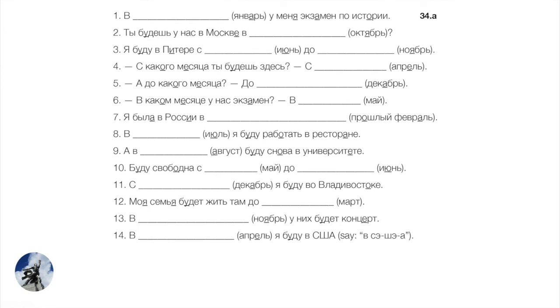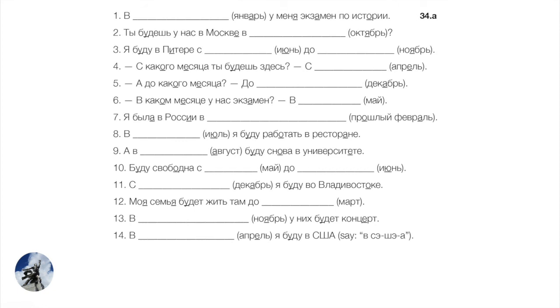In January, I have an exam in history, a history exam. В январе у меня экзамен по истории. Number 2, you will be at us in Moscow, meaning you'll be visiting us, maybe you'll even be staying with us, right? Ты будешь у нас в Москве в октябре. Okay, now I notice this is actually a question. So we're asking, will you visit us? Will you be at us literally in October?